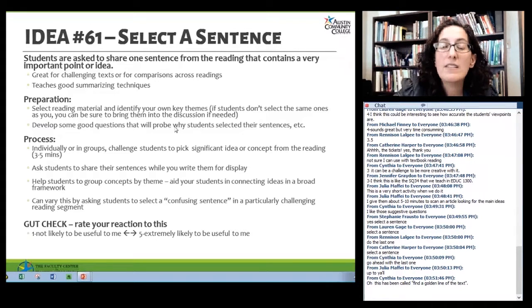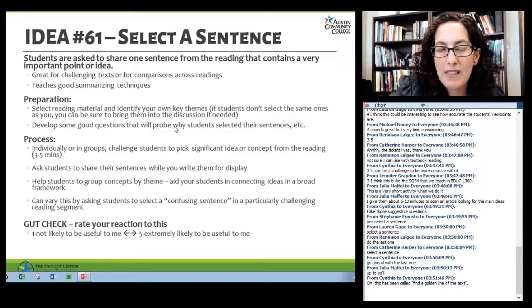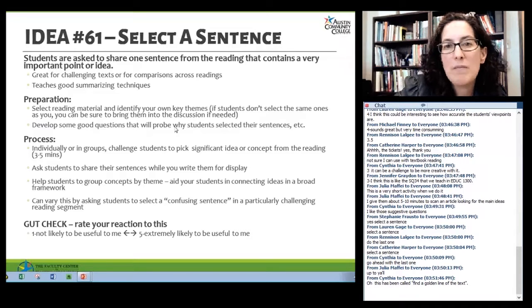So the process, and again, you can do it individually or in groups. You challenge students to pick the significant idea or concept. You give them 3 to 5 minutes to do that. Then you ask students to share their sentences.